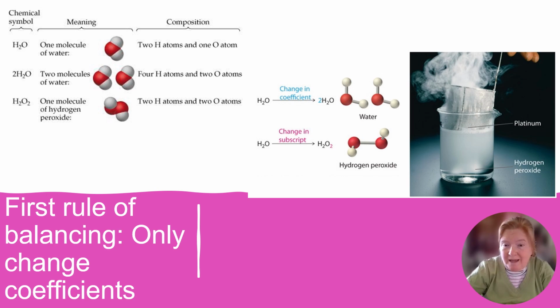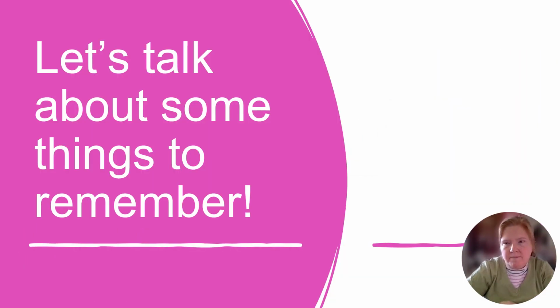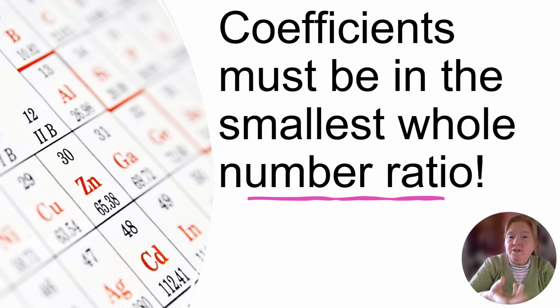So the first rule of balancing is that you only change coefficients. You can't change subscripts. If you did, you could turn water into hydrogen peroxide. That's a big no-no. So we can only change coefficients. We can only add coefficients in front. We can't change chemical formulas. So some things to remember. Coefficients have to be in the smallest whole number ratio possible.